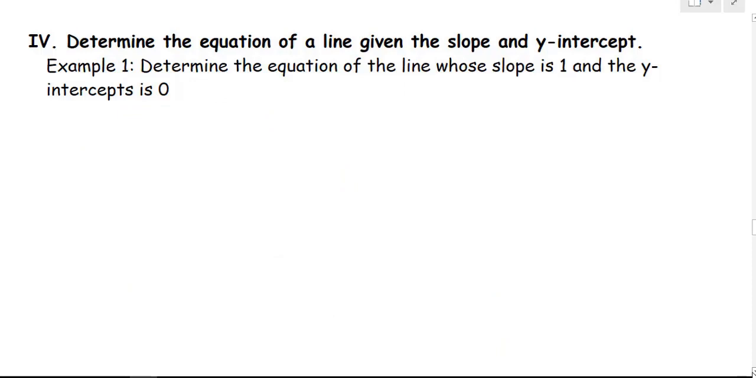In the fourth category of this lesson, we are going to determine the equation of a line given the slope and the y-intercept.